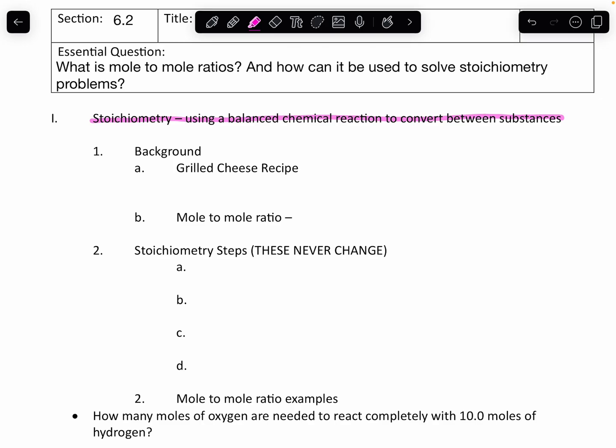All right. So let's take us back to our grilled cheese example. Hopefully you remember our grilled cheese example from last unit. We said that 2 slices of bread plus 2 slices of cheese plus like a quarter of butter yields 1 grilled cheese. Now, if I were to ask you how many pieces of bread would I need to make a grilled cheese for 25 students, you would quickly say 50 slices of bread.